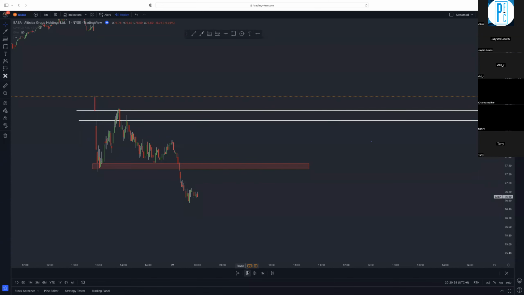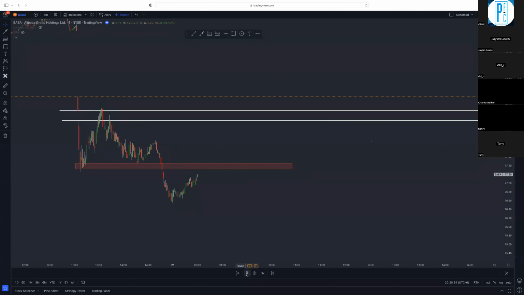I don't need to take the first break. I never take this move down. I always let it retest. Okay, now it's retesting, right? So now we could take puts again with a stop loss above.